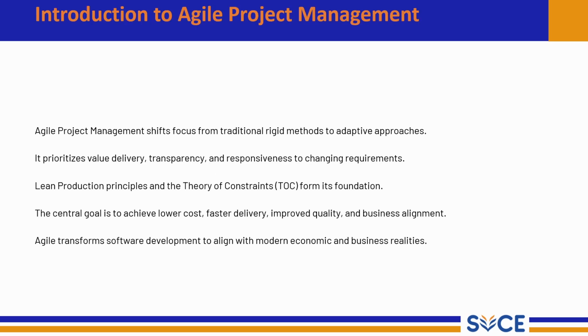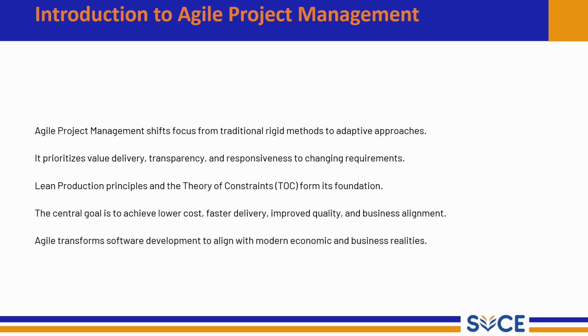So, introduction to Agile project management. Agile project management shifts focus from traditional rigid methods to an adaptive approach. In traditional methods like waterfall, the project plan is fixed and any change becomes difficult. Agile project management is completely different. It is flexible and adaptive. It accepts that project requirements evolve over time. So the process must be able to adapt to changes instead of resisting them.